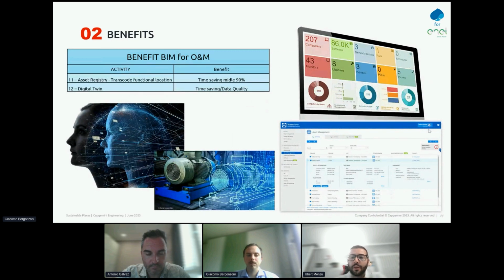Also in the phase of O&M, we have achieved other benefits during the activity of handover because we have developed one automatic system of transcoding for all the codes and functional locations for O&M activity.